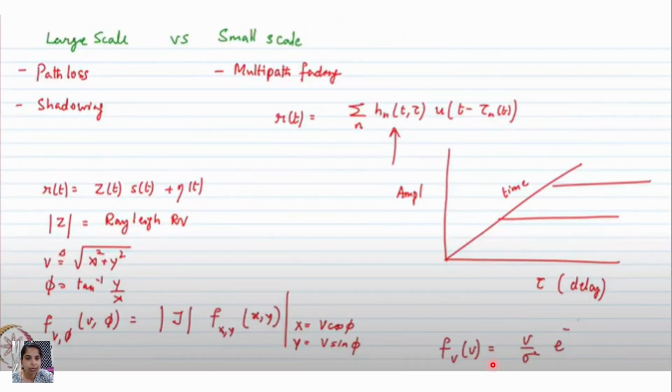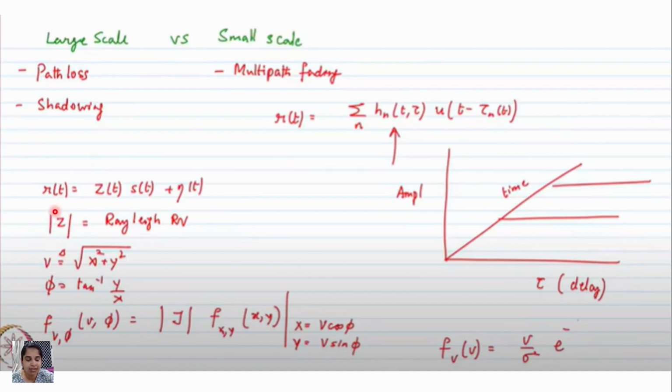And further about large scale fading and small scale fading. So what constitutes large scale fading? The main path loss and the shadowing effects. In small scale fading, mostly it will be multi-path fading. And our channel will basically be a function of delay and time. So even at a particular time, you'll have multiple delay taps. So that is the kind of channel representation we have.